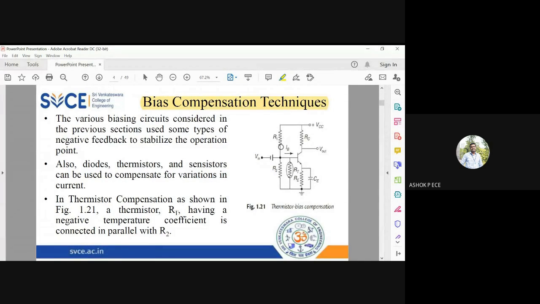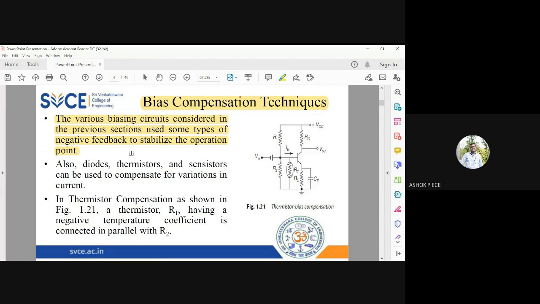In case that thing also fails at some point of time, what type of arrangements can I make to ensure that the Q point is always at the center of your DC load line? These things come under bias compensation techniques. See here, biasing circuits we have already discussed and they will stabilize the Q point. There is no doubt about that.